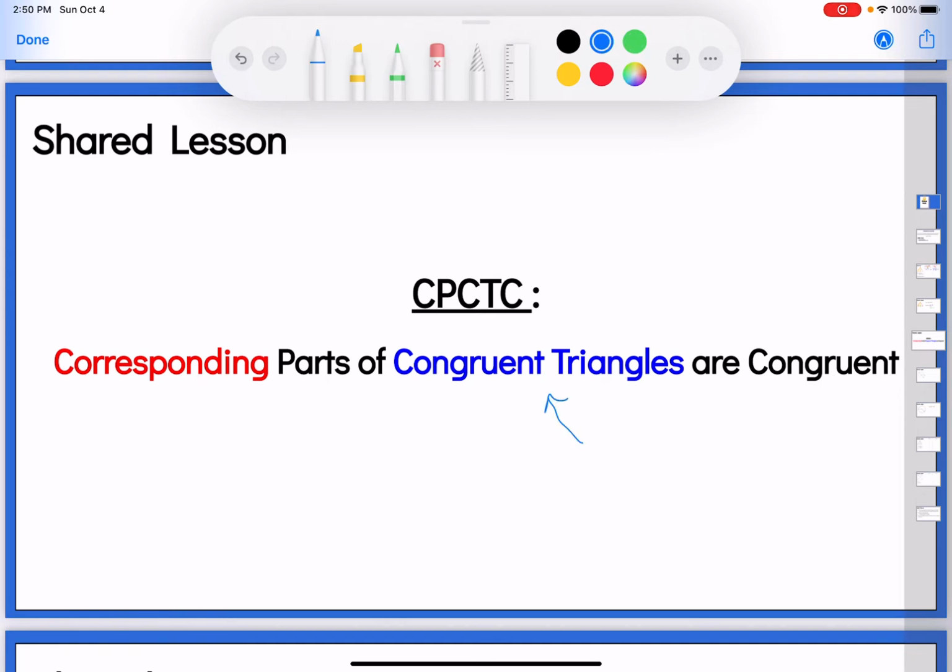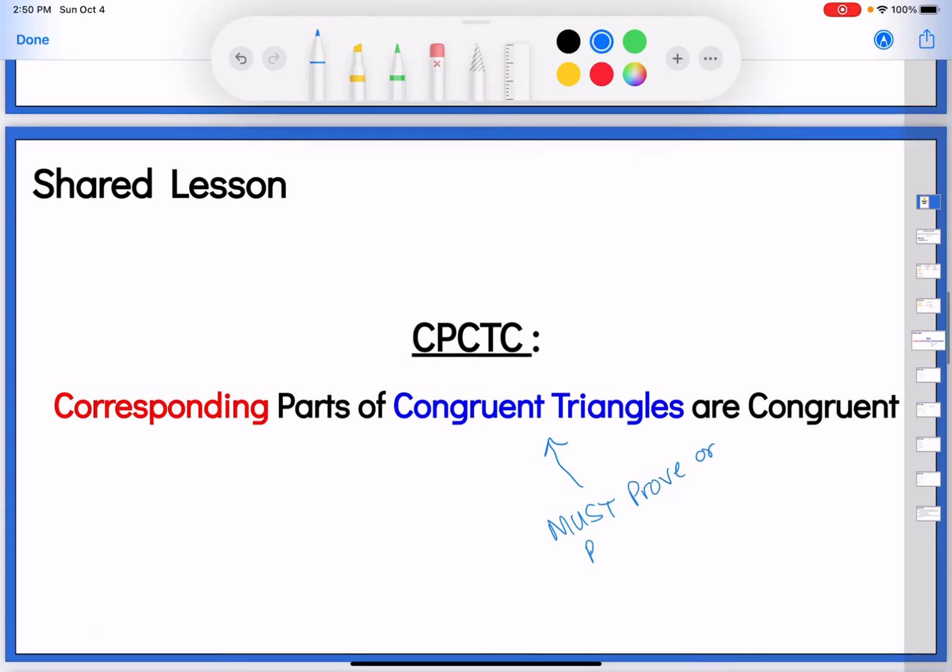You must be given or prove that the triangles are congruent before you can use CPCTC. Must prove or be given congruent triangles first. Be careful.